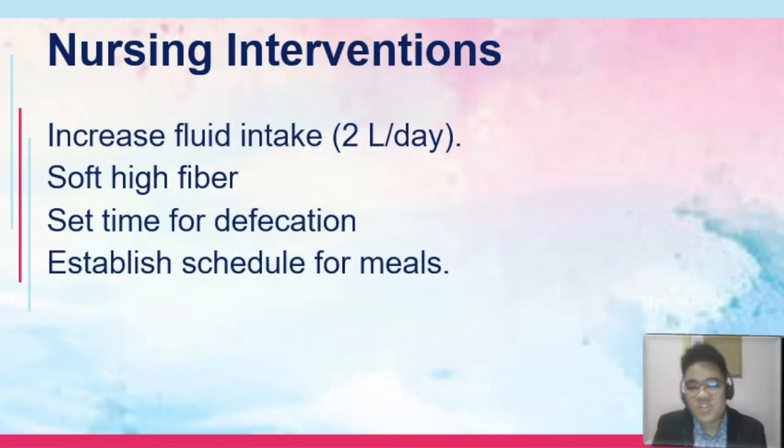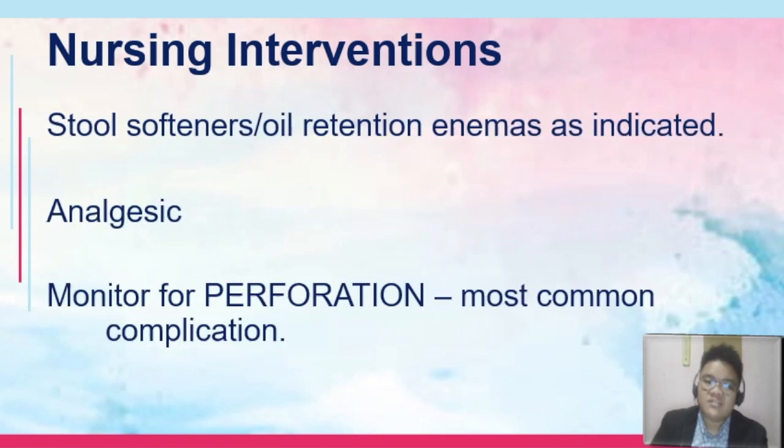Other nursing interventions would involve increasing fluid intake, 2 liters per day, soft high fiber still, set time for defecation, train your patient when to defecate, and an established schedule for meals. Because they say defecation is a habit. If you're accustomed to doing it every morning, you can do it every morning. That will help the patient to schedule her defecation. Then stool softeners and oil retention enemas may be indicated. Analgesic. Again, what is the analgesic of choice? That will be your meperidine or Demerol and not your morphine.